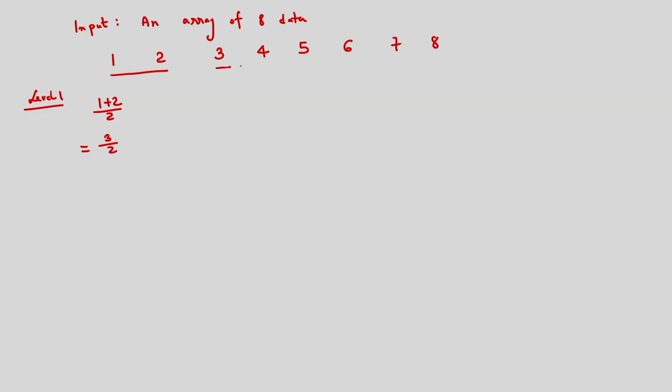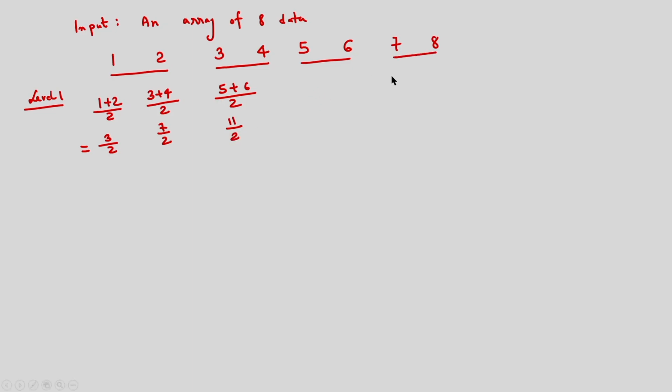After this, if I consider these two components 3 and 4, from this also I can determine the approximate component. So 3 plus 4 divided by 2, so it will be 7 by 2. And after this I am considering the next two components 5 and 6, and I am determining the approximate component. So the approximate component will be 11 by 2.